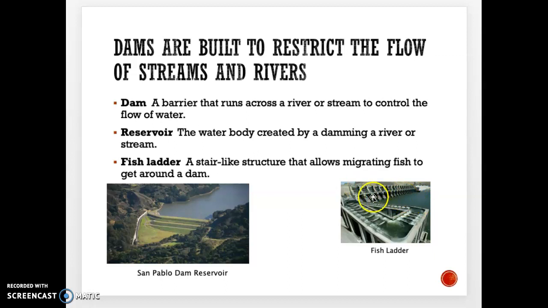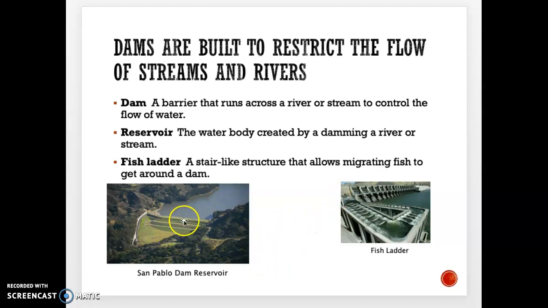So what scientists have done is they have created these fish ladders which allow the fish to kind of hop from one area to the next, to the next, to the next, so that they can get up into this backwater area, reservoir area up here, so that they can lay their eggs and complete their life cycle.